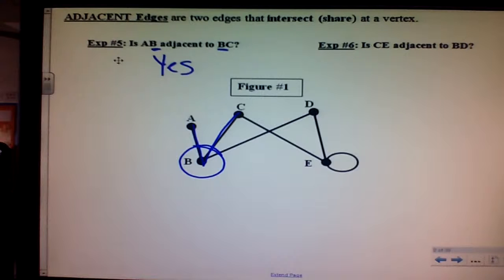Okay. Would you say CE is adjacent to BD? No. They don't share anything in common. CE is over here and BD is here. Now, they intersect, but they don't share a vertex. That's for later on. Okay, so intersection does not mean adjacent.